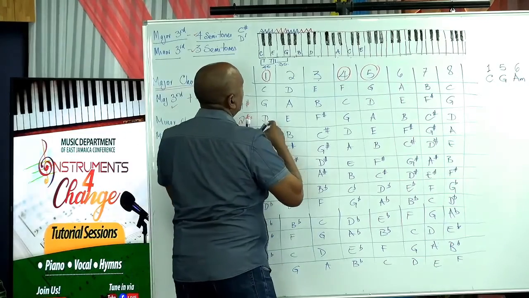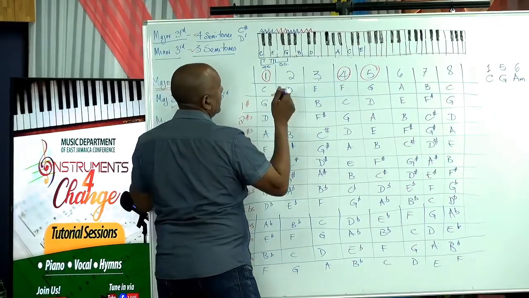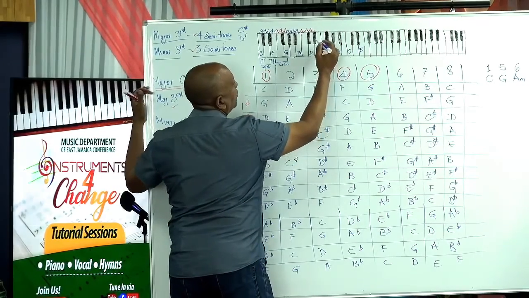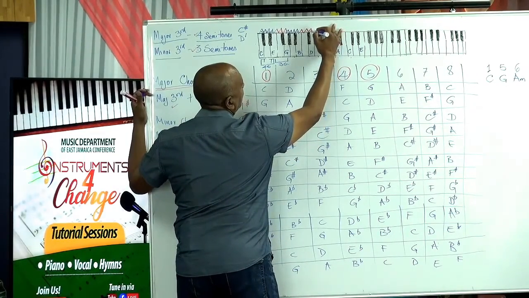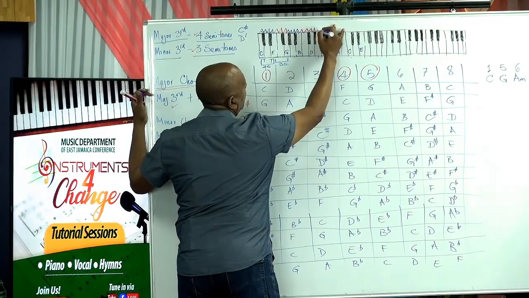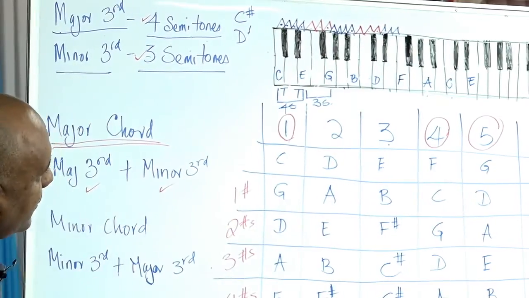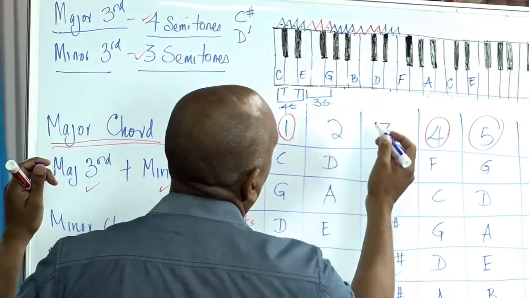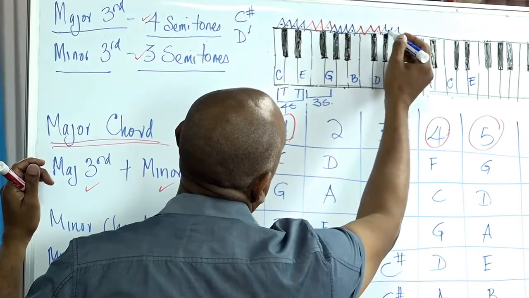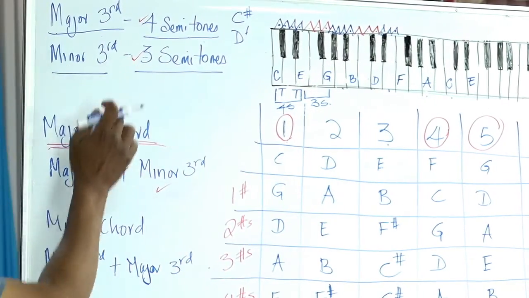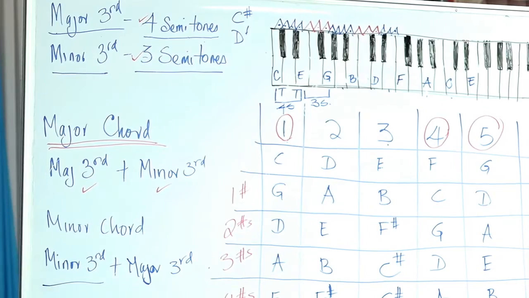So, let's see the distance from D to F. What is the interval between D and F? D to D sharp, one semitone. D sharp to E, another, and E to F, another. So we have how many semitones from D to F? 1, 2, 3. And 3 semitones is a minor third.